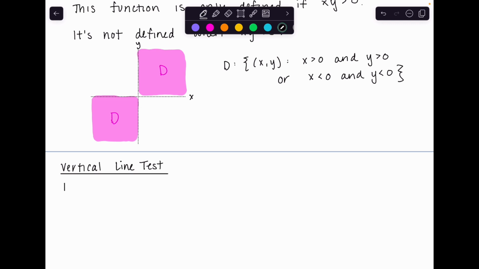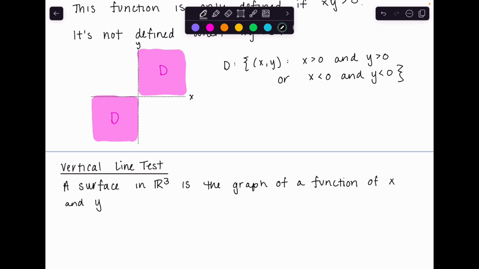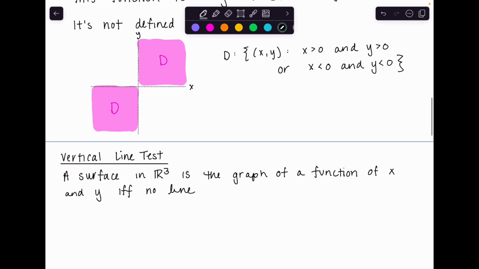So this states a surface in R3 is the graph of a function of x and y if and only if no line parallel to the z-axis intersects the surface more than once.